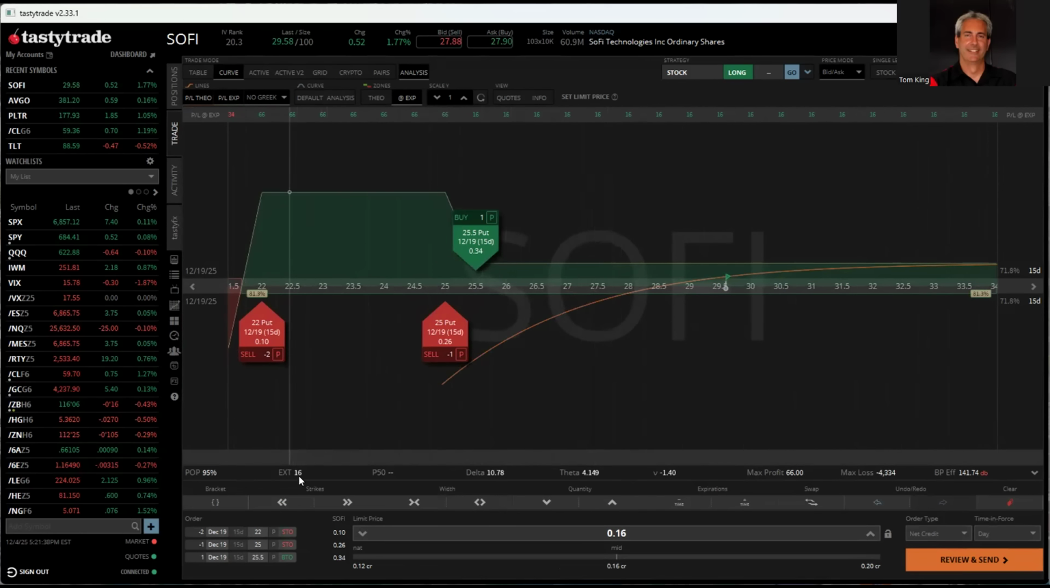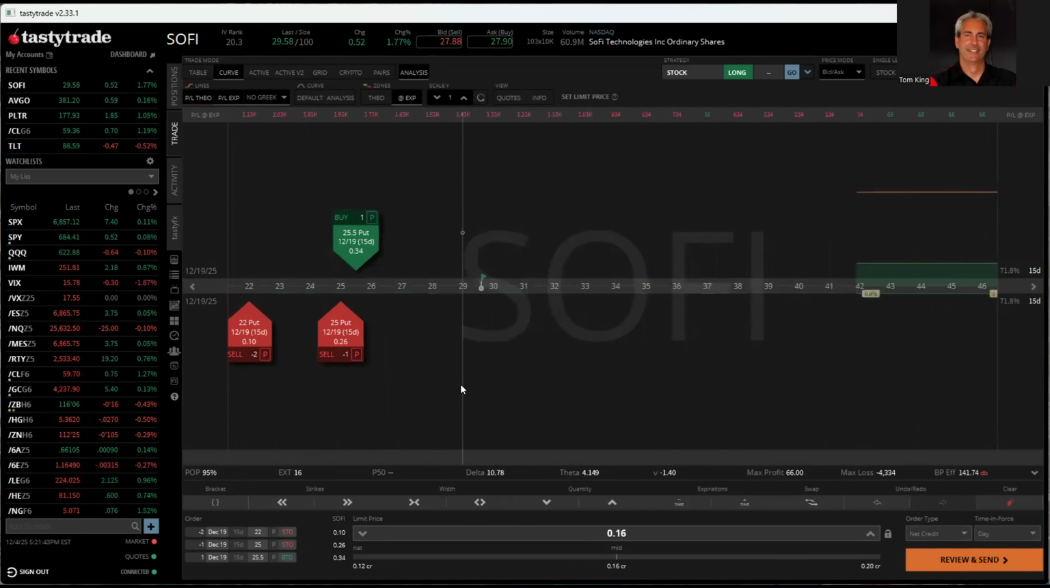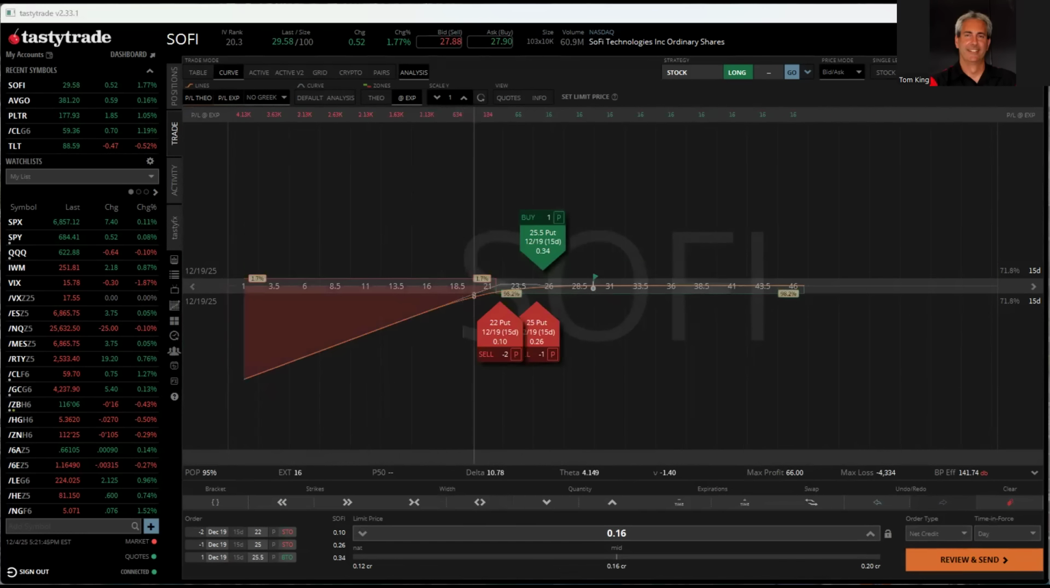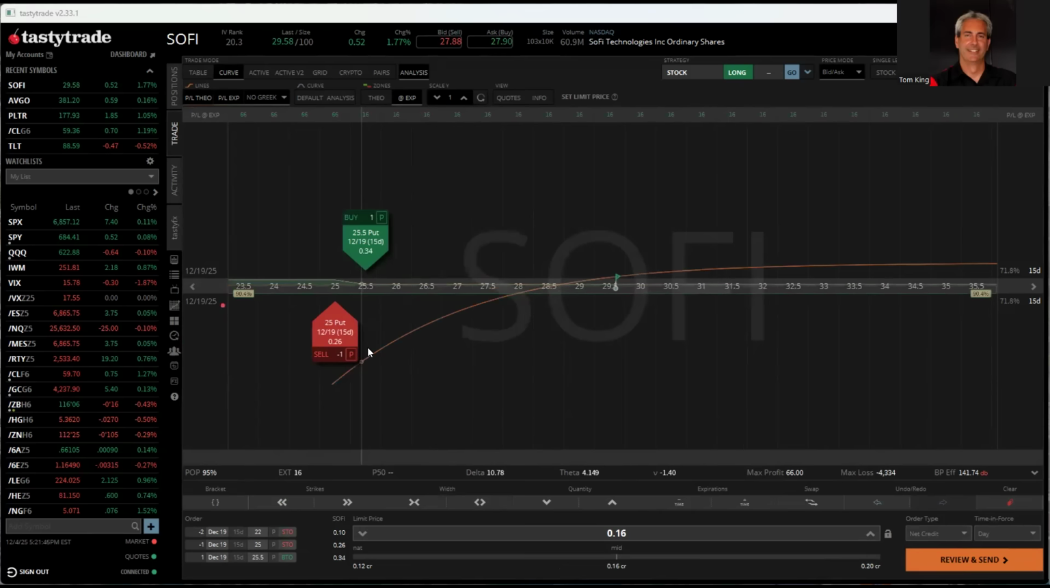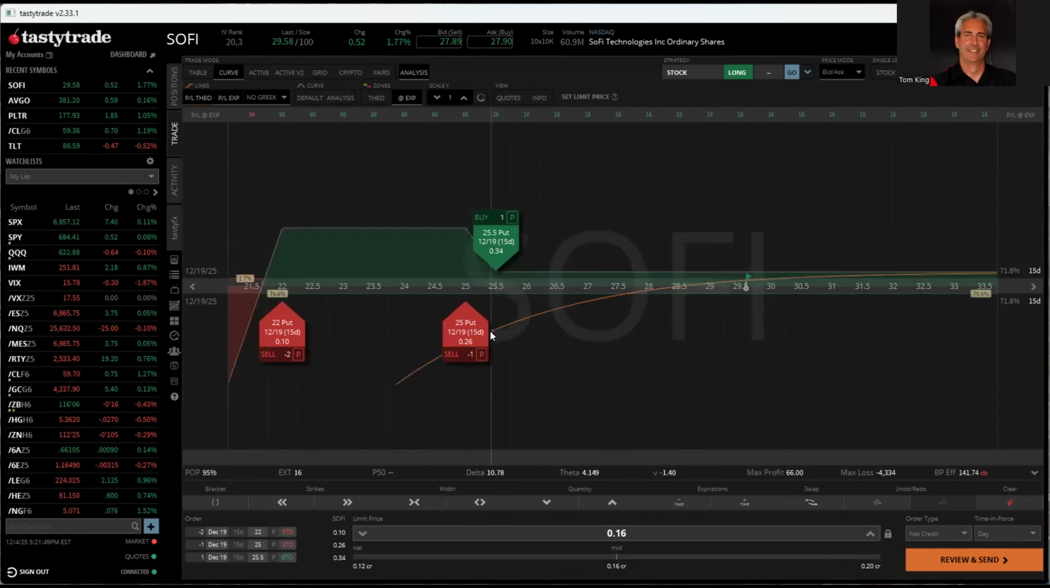And this one, we're taking in $16 using $141 in margin. Oops, just slid my mouse off the screen. Got too excited on this one. 16 bucks using $141 in margin is 11%. If this thing stays above 22, we make 11%. If it dips a bit, anywhere down to here, we could make 5 times that amount. We could make 50% on SoFi doing this.